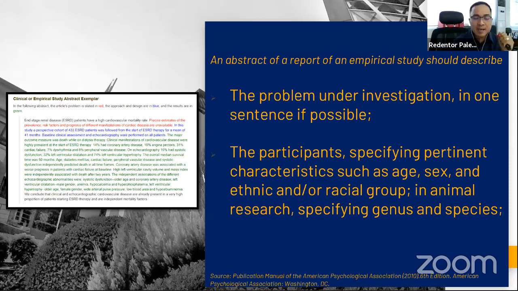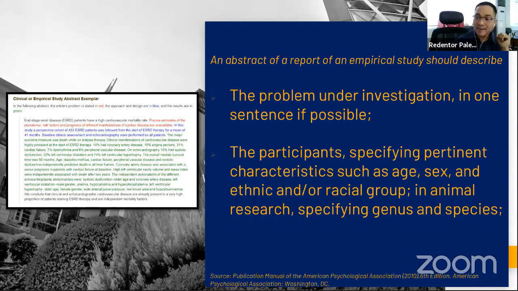Also noted there, those in red are the problem. It's your guide, that's why it's colored. The approach and design are in blue, and the results are in green. And the last part, the black one, we have here the implication. So take a look, it is color-coded to be guided. When it comes to participants, characteristics such as age and ethnicity are already stated there. So we have 433 ESRD patients. And then we have the results in green, and of course, the implication and the conclusion at the last part. So that's for an empirical study.